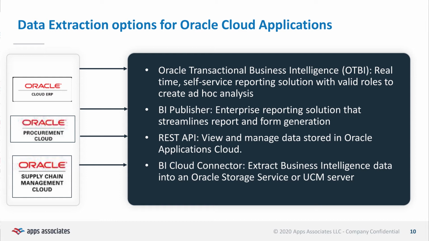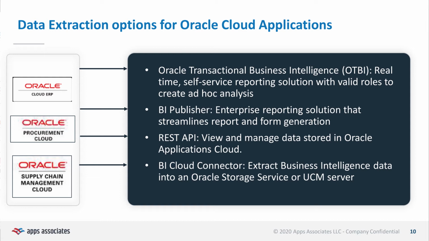Okay. Let's start with what options are available in the cloud applications. Primarily there are 4 options. I will start with OTBI, also called Oracle Transactional Business Intelligence, used for real-time and self-service reporting based on predefined subject areas. These subject areas were created by Oracle as part of the application. So we can use OTBI subject areas to create reports, schedule, and deliver to external destinations for reporting purposes. That is one of the options available within applications.